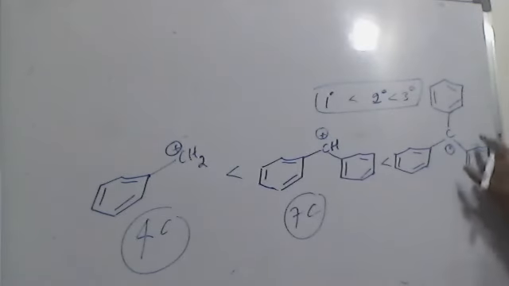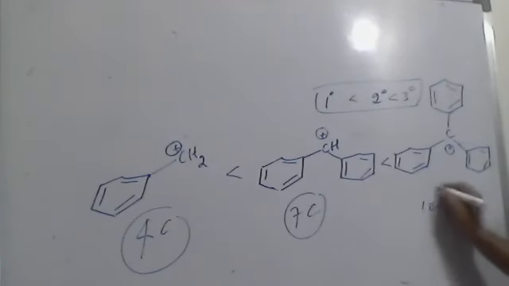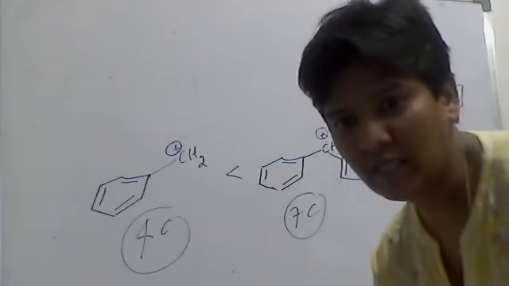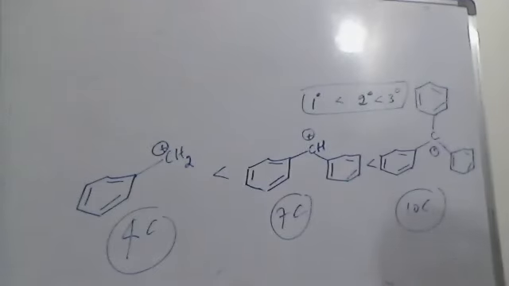Whereas here one more ring is added. So one more ring means 3 more positions, means 7 plus 3, that is 10 carbons share that positive charge. Okay, now we'll see the mechanism of this interconversion of the structures.